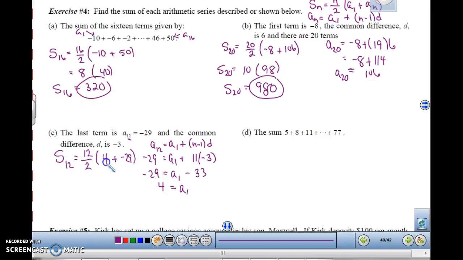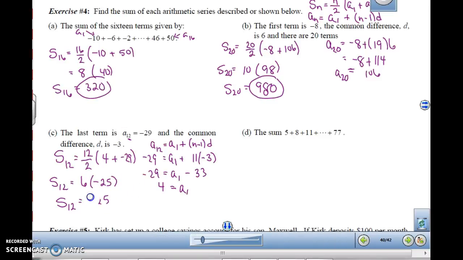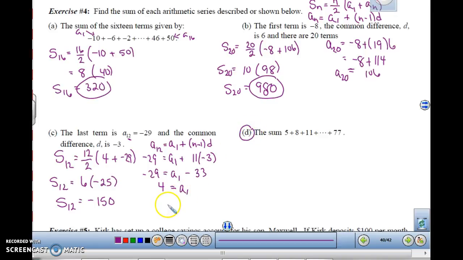All right, so that would go here. So S of 12 is equal to 6 times (4 plus -29), which is -25. 6 times -25 is -150. Okay, so you have to use the arithmetic sequence formula to figure out the term that you need. Okay, so let's save letter d and exercise 5 for the next class.